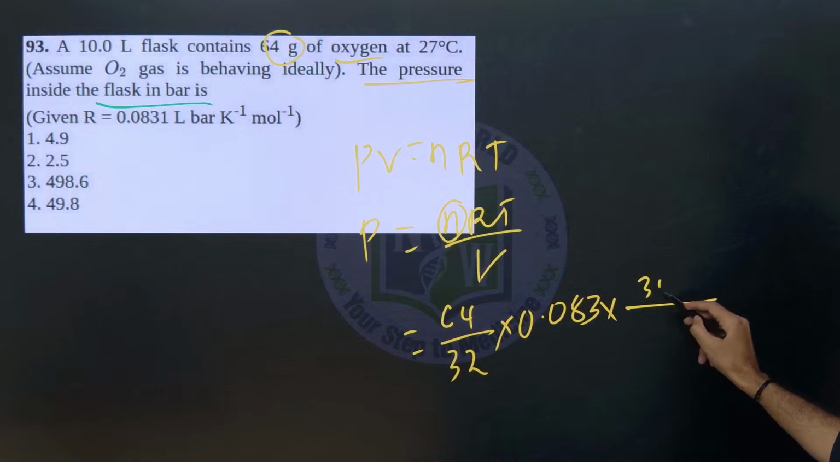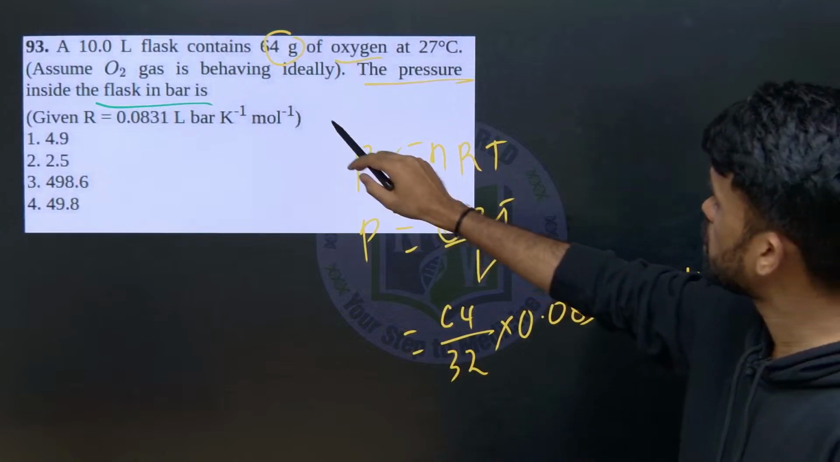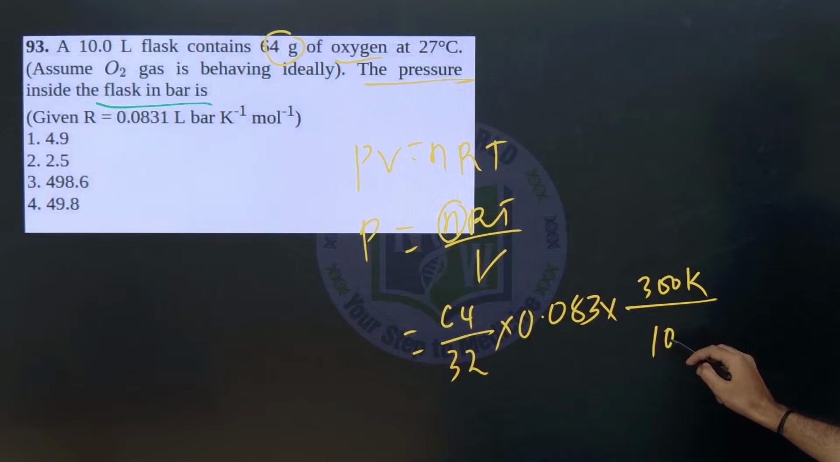So you should take 300 Kelvin. Okay, and volume is mentioned as 10 liters. That's it. You got the answer, 10 liters.